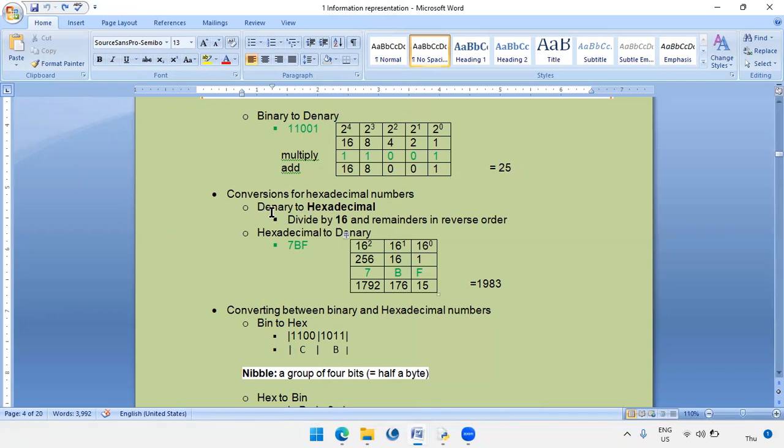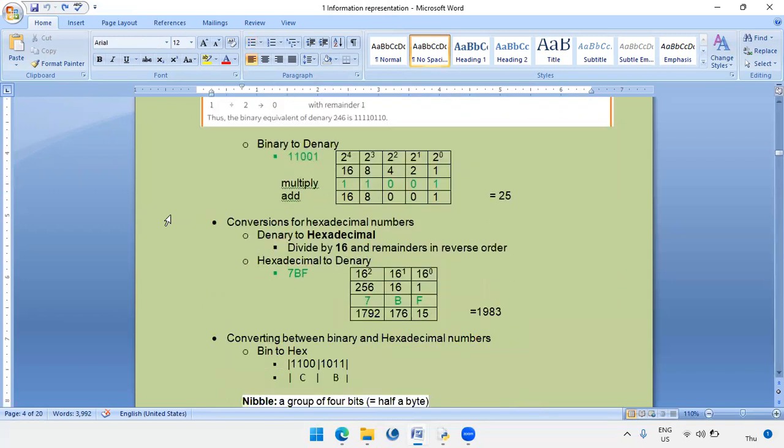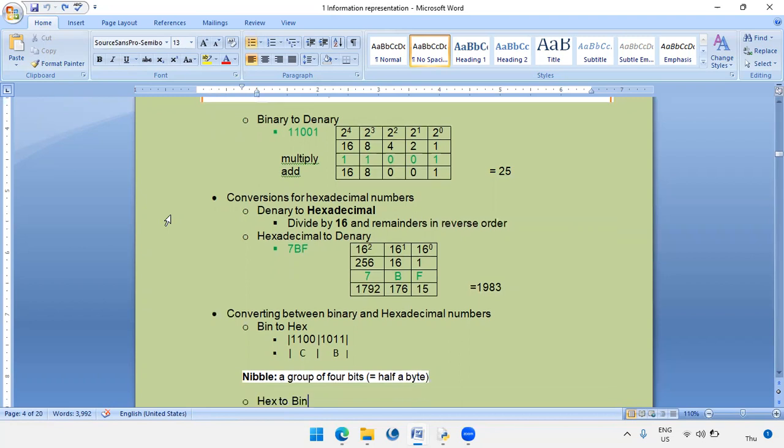Conversions for hexadecimal numbers. Denary to hexadecimal. Divide by this. In the binary, denary to binary, we divided by 2, that is the base. So the same way for hexadecimal, even if this book or my note doesn't say 16, you should be able to conclude, you can come to that conclusion that this must be 16. To progress, you learn on your own. So divide by 16 and write the remainders in reverse order.